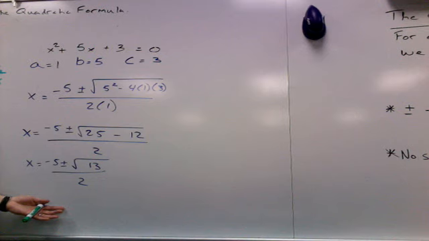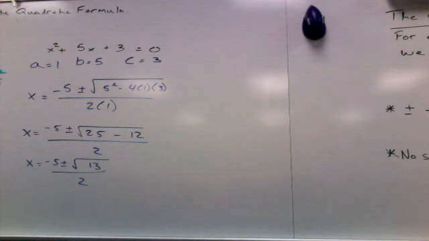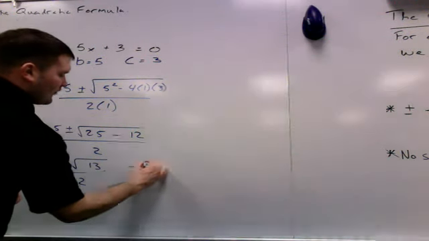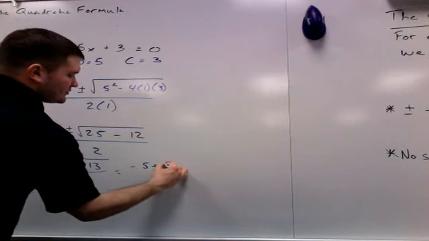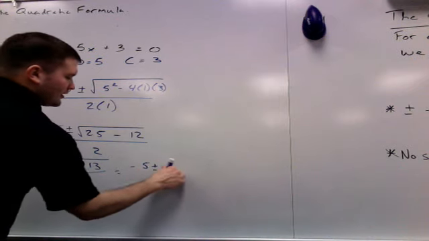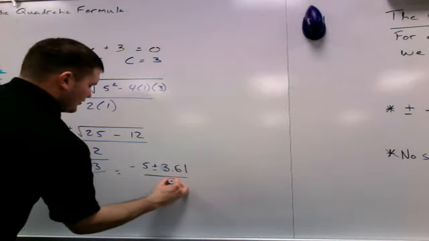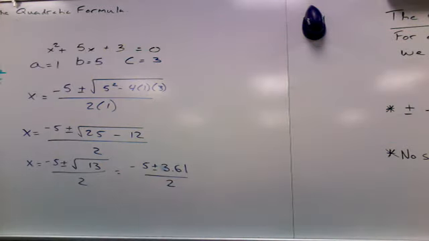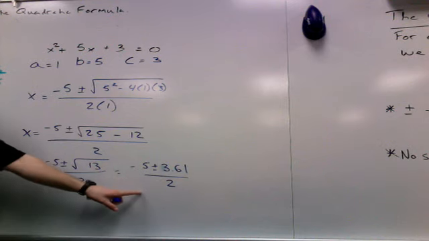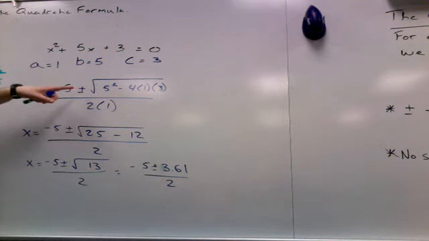Maybe. Yeah. We can square root what? 13. What's the square root of 13? 3.61. Okay. So this really equals negative 5 plus or minus this. Oh, not square root anymore. I get stuck in that song. Plus or minus 3.61 all over 2. Isn't this a lot easier to punch into our calculator than plugging that in? Juan, what do you think?